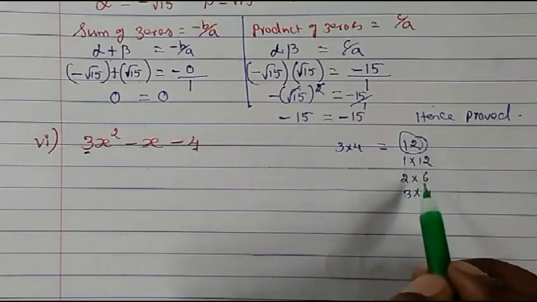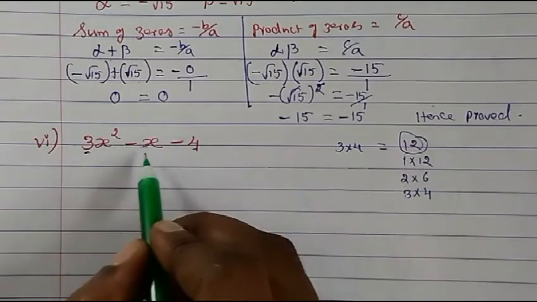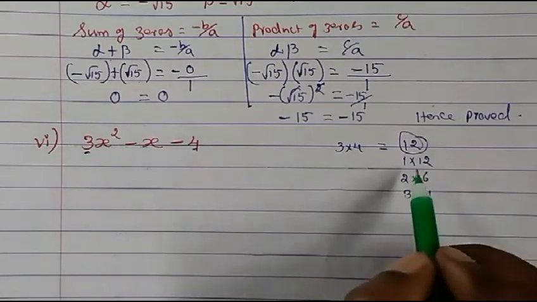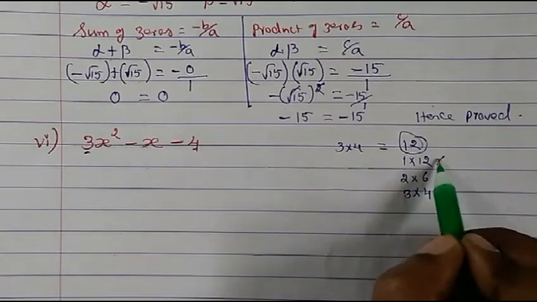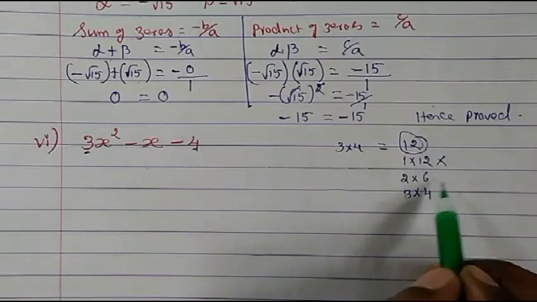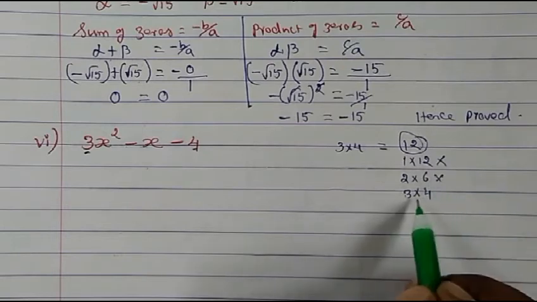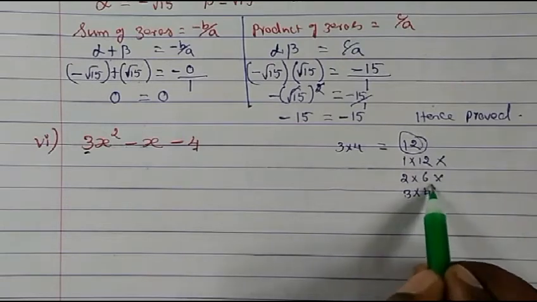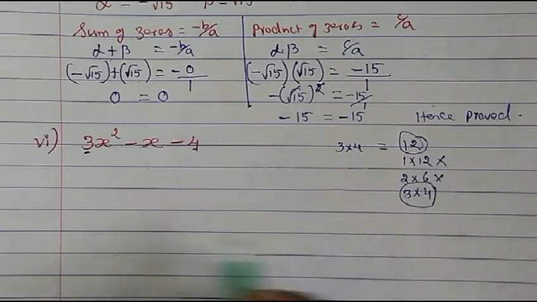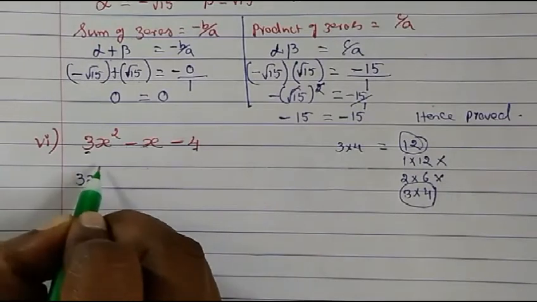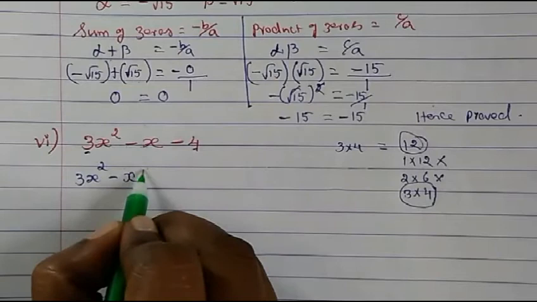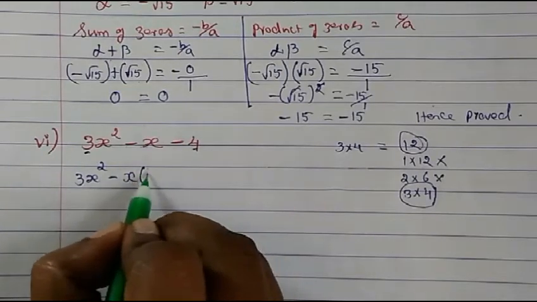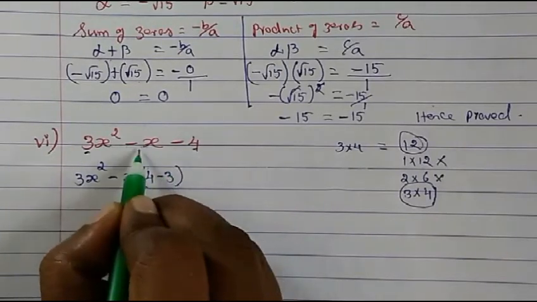Now which pair, if we add or subtract, will give us the middle term? We need the middle term 1 here. Adding or subtracting 1 and 12, or 2 and 6, will not give 1. But if we subtract 3 from 4, we will get 1. So we'll take this pair. Then we write down 3x square, this minus as it is, x also as it is. For 1, 4 minus 3 will give us 1.